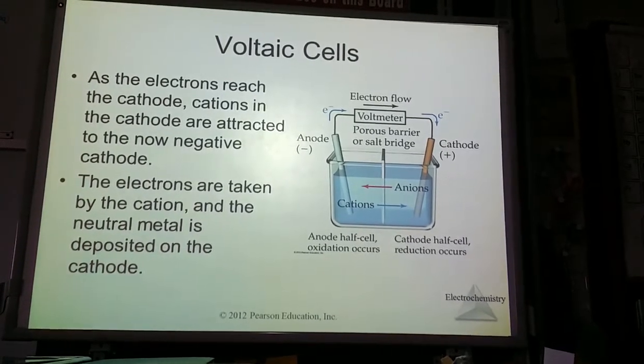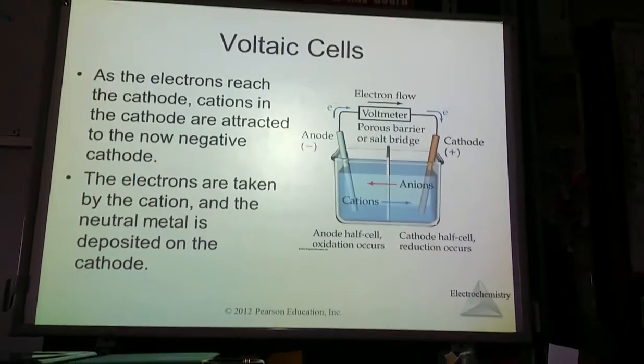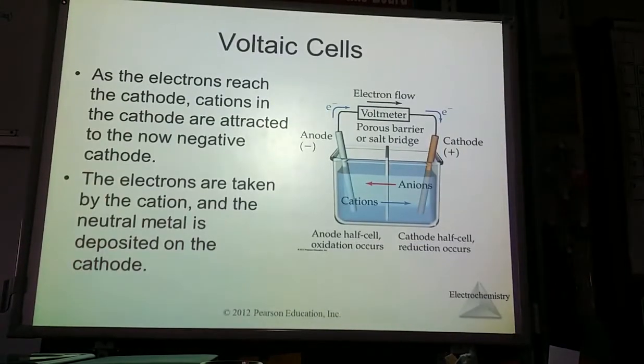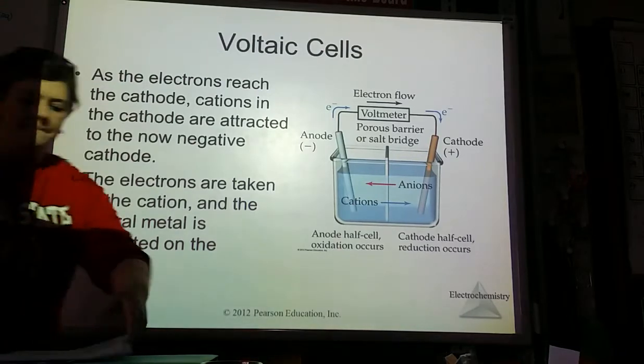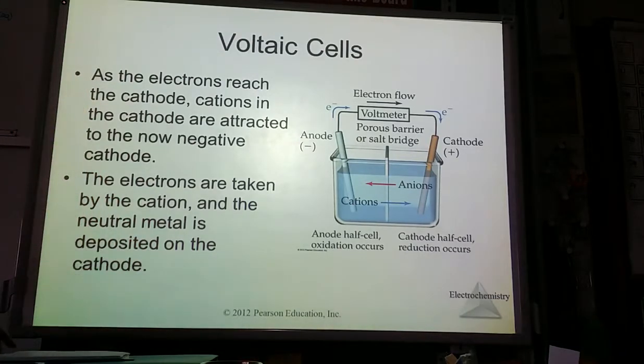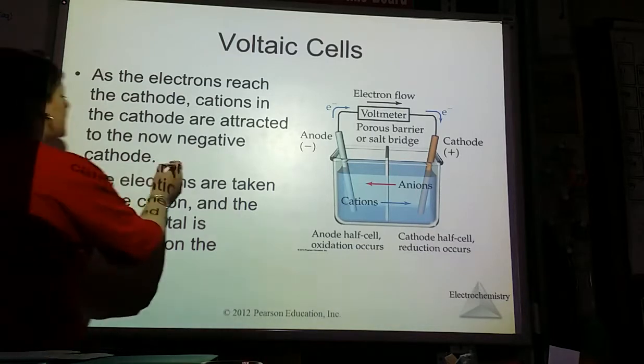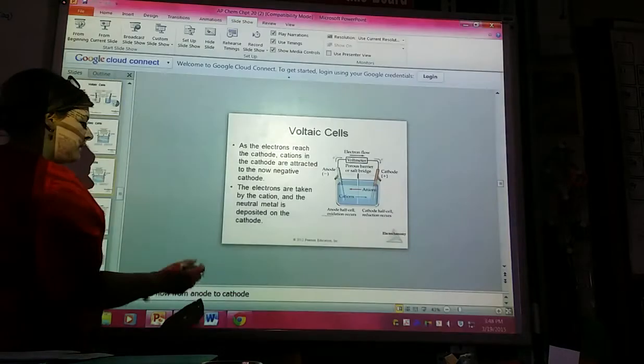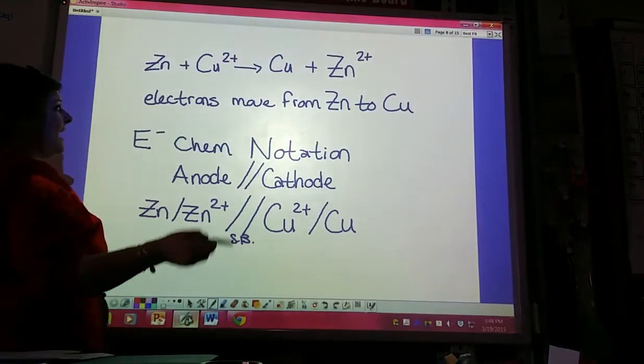We have a type of notation for writing electrochemical cells as well. So let me show you what that notation is. And it's actually a lot nicer than having to write out the reaction. Let me first just find my Promethean board pen. Okay, so for electrochemical notation, electrons are always moving from the anode to the cathode.